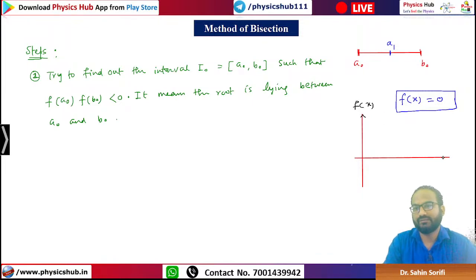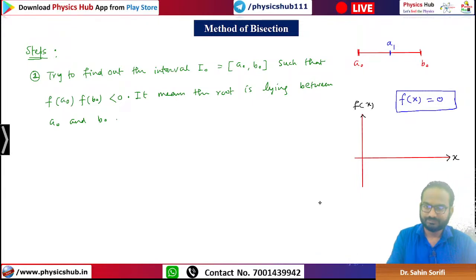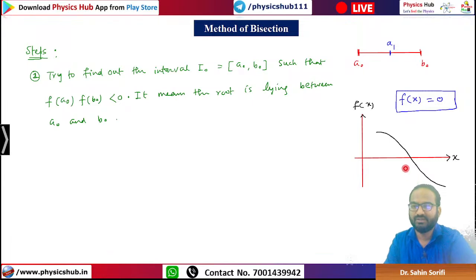Let's say we are plotting f of x versus x. Now on this line, what is the value of f of x? It is 0. Now let us consider the function behavior like this. You see here the value of the function is positive, here it is positive, here it is 0. Okay, that is our root, and as you cross, the value of the function becomes negative, right?